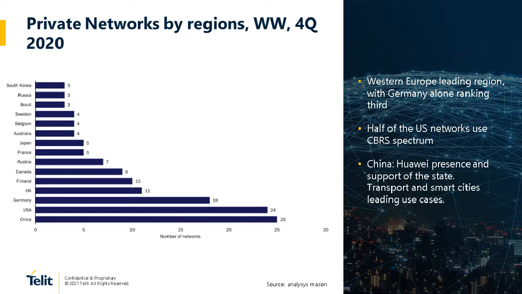Then there is North America. The amount of private networks in activity in North America is high. There are above 20 private LTE or 5G networks in the US and 9 in Canada. The market in the USA has essentially benefited from commercially available CBRS spectrum, and half of the 24 US-based private networks are essentially based on CBRS spectrum.